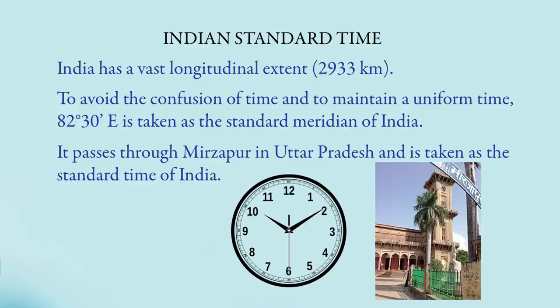Now you must ask, why such a longitude with an odd number? This is a general understanding between the countries that when we take a longitude, it should be exactly divisible by 7.5. That is why such an odd value. This 82 degrees 30 minutes passes from almost the center of India, and Mirzapur is the place where we calculate the time, where we set the time. So, to avoid the confusion of time and to maintain a proper time throughout the country, 82 degrees 30 minutes east longitude is taken as the standard meridian of India.